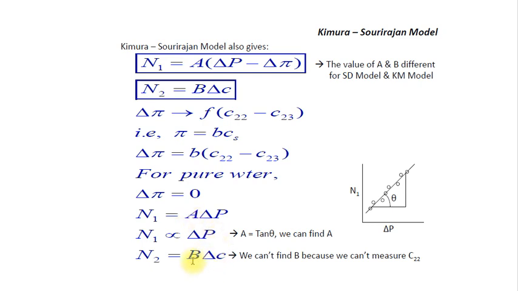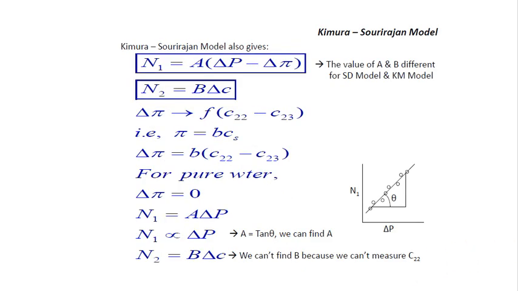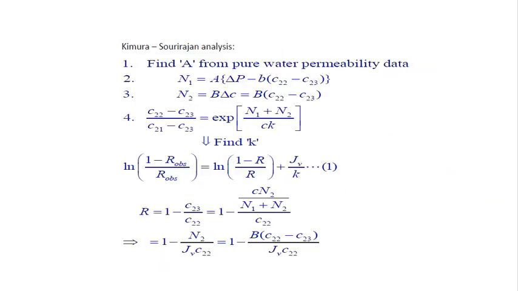But B cannot be measured directly. Why? Because the concentration of salt at the surface cannot be measured. We have already explained that there is a concentration polarization on the surface. So you cannot measure the concentration of the salt at the surface of the membrane directly. So for that we will combine this equation with the next equation, which we have derived for the concentration polarization.